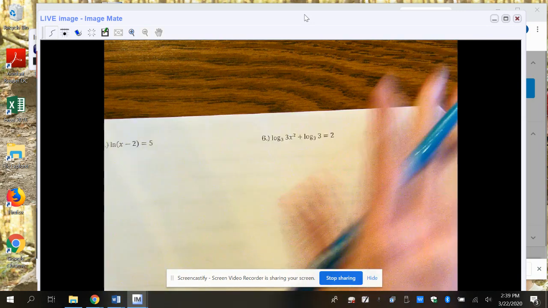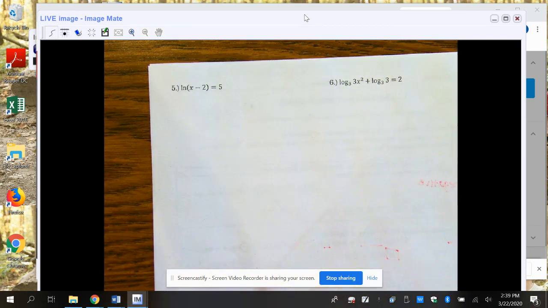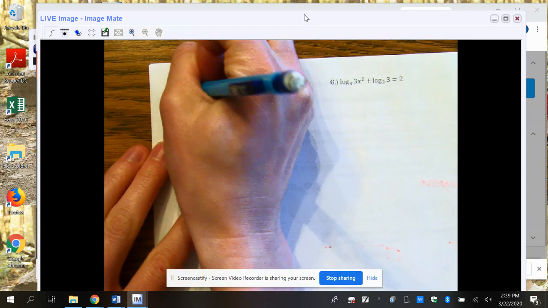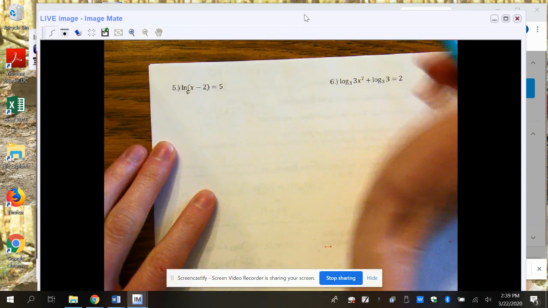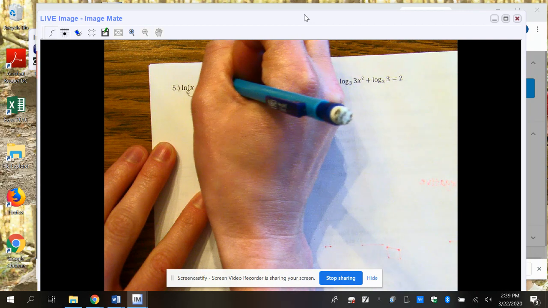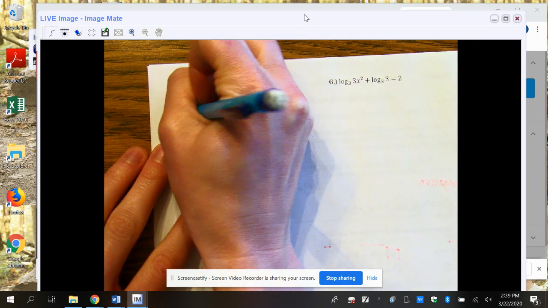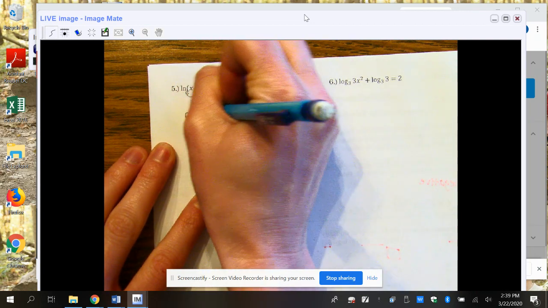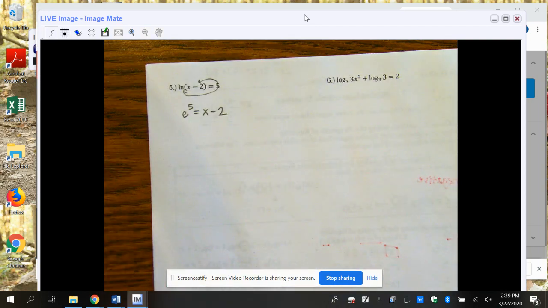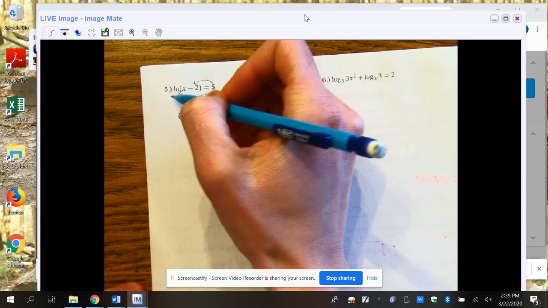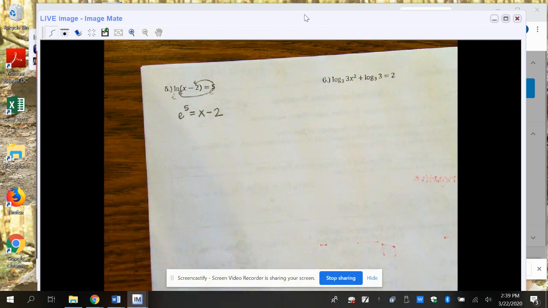All right, so now here's one where we're going to be using natural log. And so we have to remember that the base of a natural log is e. So if we make that e and we change that into the exponential form, we would get e to the 5th equals x minus 2. Or again, make it so that each side becomes an exponent with a base of e. It's the same idea. As long as whatever you do to one side, you're doing to the other.